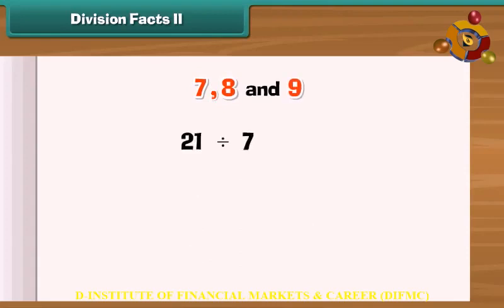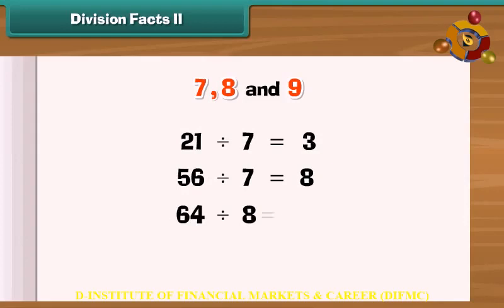21 divided by 7 is 3. 56 divided by 7 is 8. 64 divided by 8 is 8. 72 divided by 9 is 8.